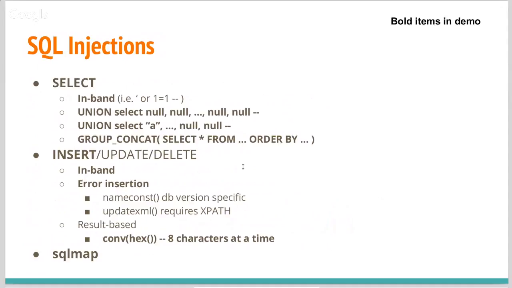Just know that for select, the main kinds of attacks are in-band attacks, where you're actually using the query as is, unions where you're bringing in a new query and pulling out data. And you're really going to take advantage of the group concat command to squish things into a string.